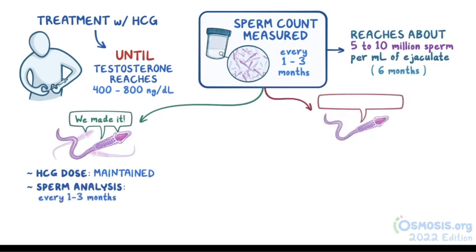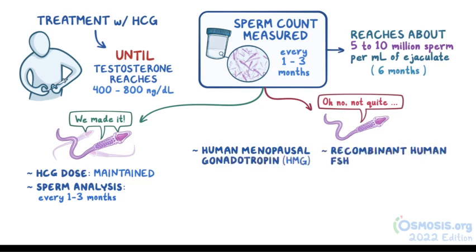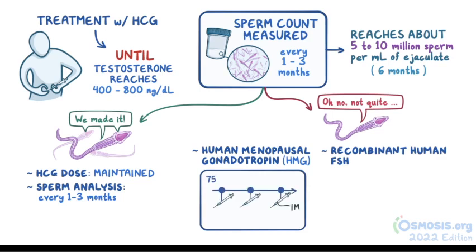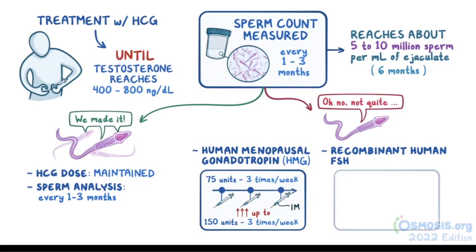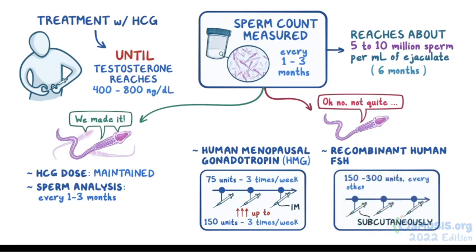If sperm count is still lower than 5 to 10 million sperm per milliliter of ejaculate 6 months later, human menopausal gonadotropin, or HMG, or recombinant human FSH is added, which acts as a surrogate for FSH. HMG is administered as an intramuscular dose of 75 units 3 times a week and can be increased up to 150 units 3 times a week, until sperm count reaches at least 5 to 10 million sperm per milliliter of ejaculate. Recombinant human FSH is administered subcutaneously at a dose of 150 to 300 units every other day for 18 months.